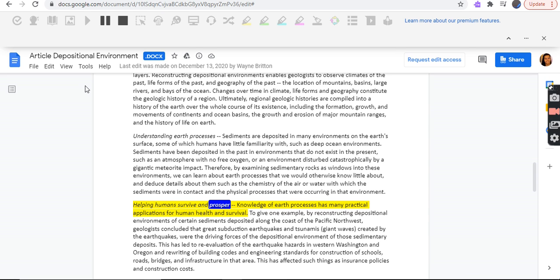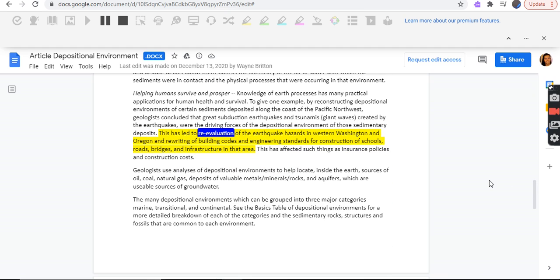Helping humans survive and prosper, knowledge of Earth processes has many practical applications for human health and survival. To give one example, by reconstructing depositional environments of certain sediments deposited along the coast of the Pacific Northwest, geologists concluded that great subduction earthquakes and tsunamis, giant waves created by the earthquakes, were the driving forces of the depositional environment of those sedimentary deposits. This has led to reevaluation of the earthquake hazards in western Washington and Oregon, and rewriting of building codes and engineering standards for construction of schools, roads, bridges, and infrastructure in that area. This has affected such things as insurance policies and construction costs.